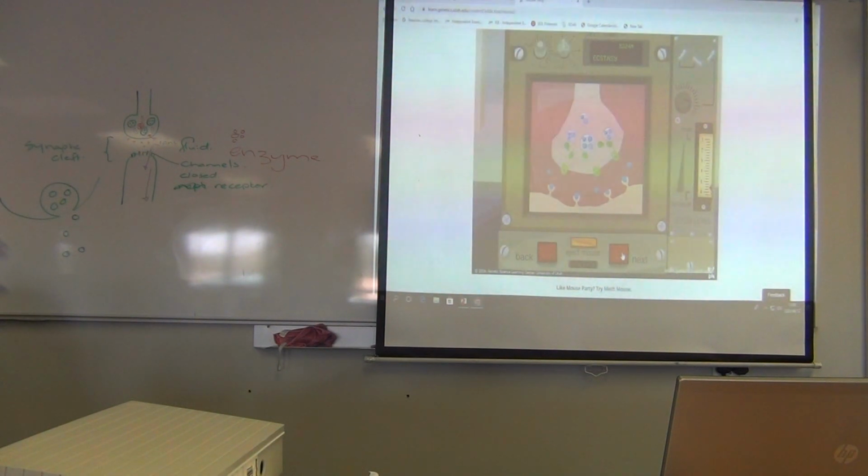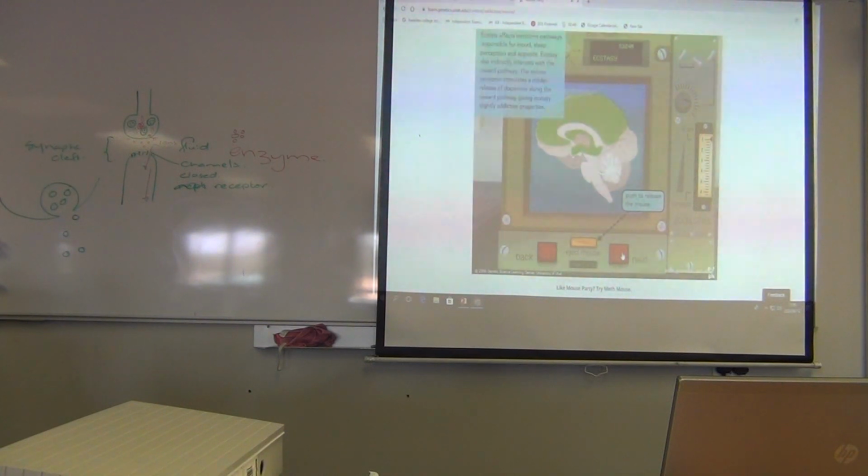Okay, does that make sense? Ecstasy affects serotonin pathways responsible for mood, sleep, perception, and appetite. Ecstasy also indirectly interacts with the reward pathway. The excess serotonin stimulates a milder release of dopamine along the reward pathway, giving ecstasy slightly addictive properties.